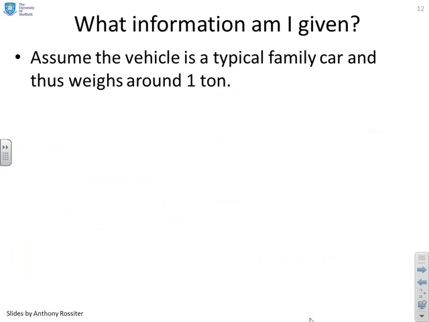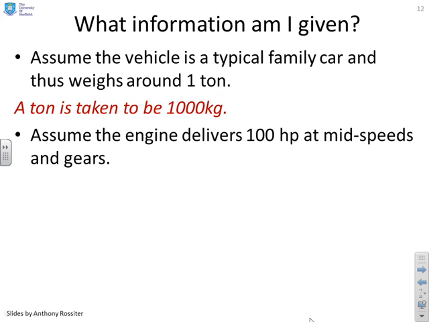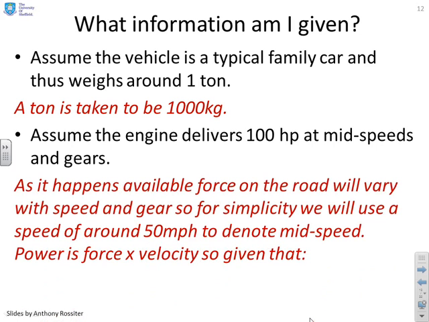What other information am I given? Well, I'm told that the vehicle is a typical family car and that it weighs about a ton. Now, a ton is about 1,000 kilograms. So if we assume that the engine delivers 100 horsepower at mid-speeds and gears, we can now work out roughly what sort of force we're going to get on the road.